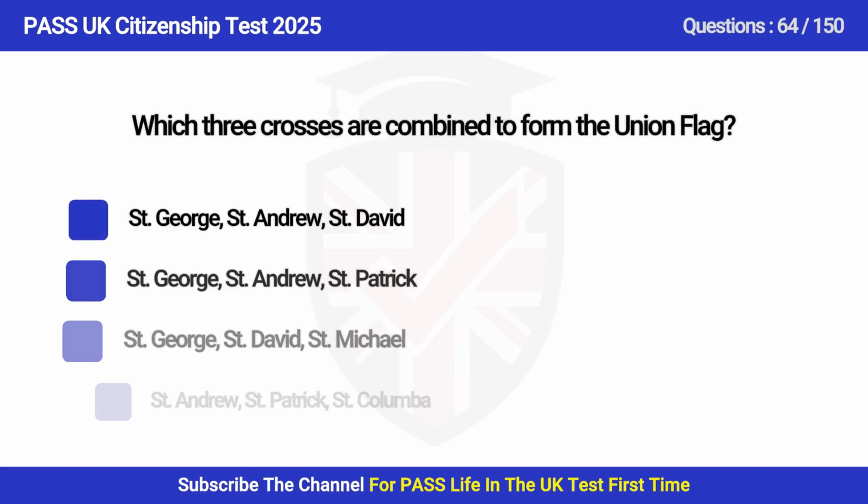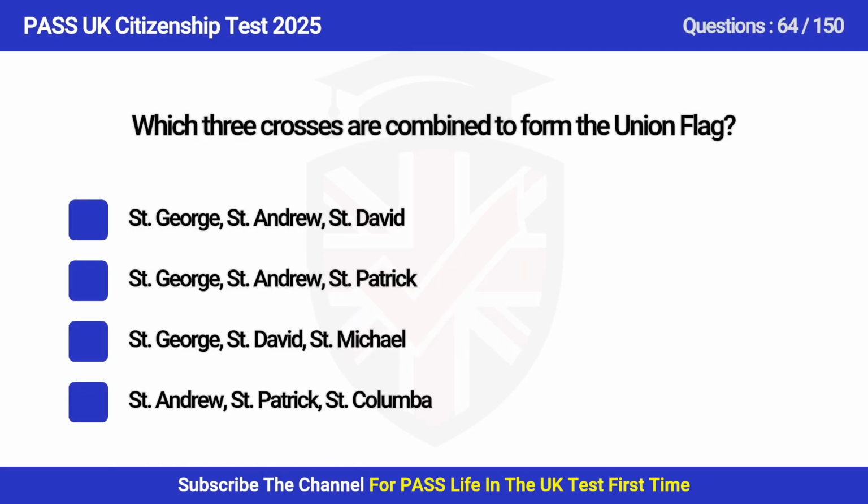Question 64. Which three crosses are combined to form the Union flag? A. George, Andrew, David. B. George, Andrew, Patrick. C. George, David, Michael. D. Andrew, Columba.